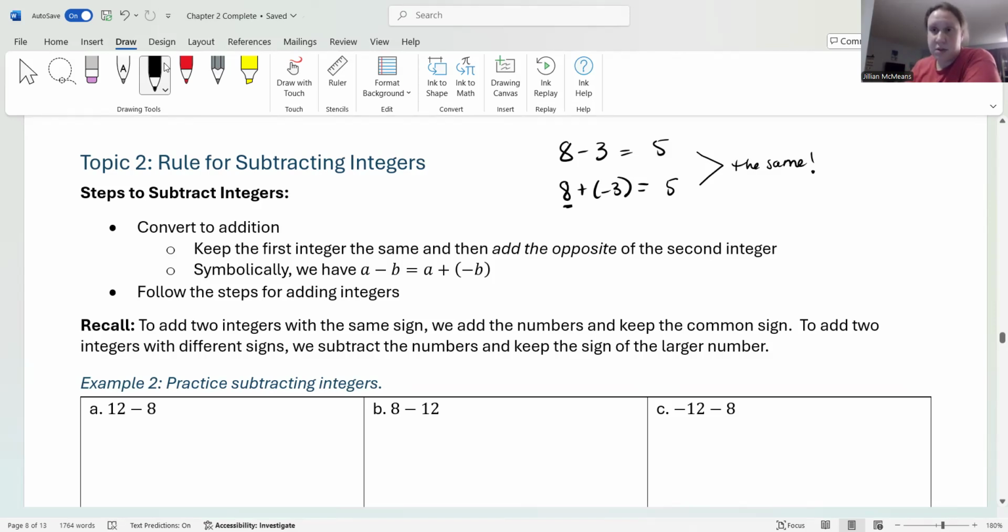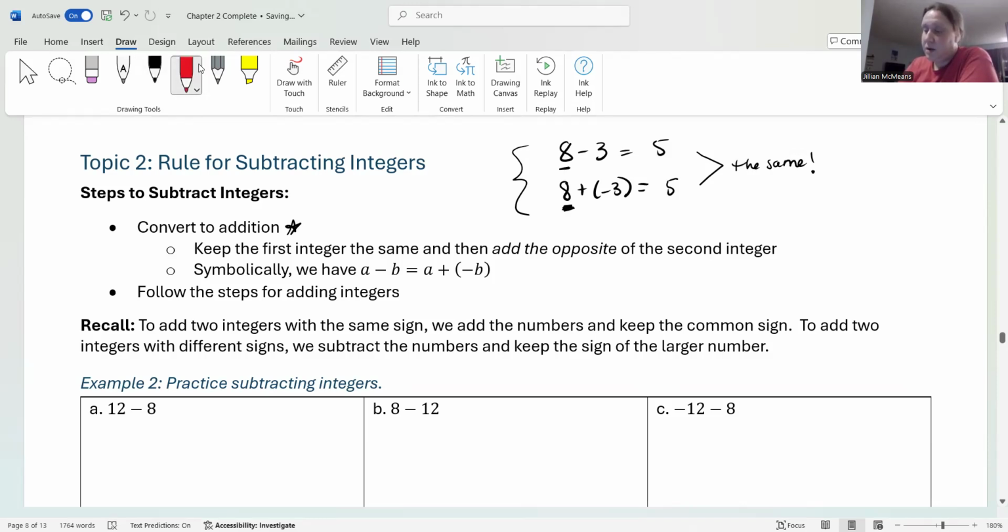So steps to subtract integers. You convert to addition, okay? And the way we convert to addition, I've kind of got it laid out here, but let's really talk about what we did. Notice my first number didn't change. I kept my 8 and 8. But I can't just willy-nilly say, oh, I'm going to turn subtraction into addition. We can't do that. Like, they're not the same thing. So we have to somehow find a way to compensate for changing our operation from subtraction to addition.